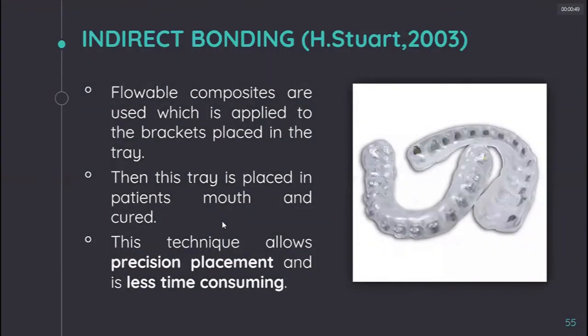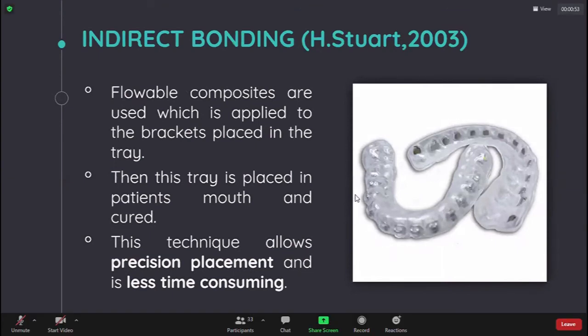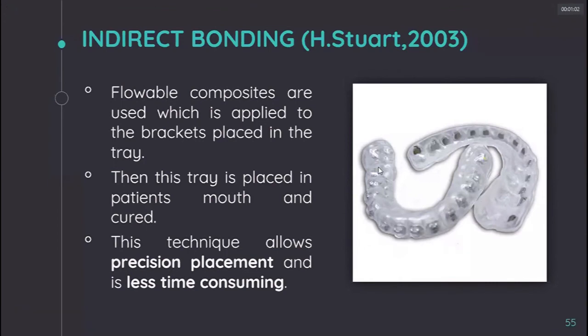Indirect bonding. Flowable composites are used, which is applied to the bracket in the tray. Then the tray is placed in the patient's mouth, and light cure is done. This technique allows precise placement and is less time consuming.